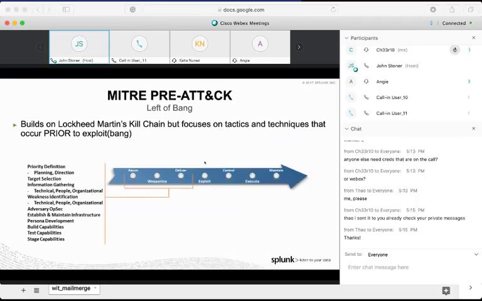On the left side of bang is what MITRE calls PRE-ATT&CK, and this builds on the Lockheed Martin kill chain, but again, it looks at things prior to the exploit. These are things like how do I select targets, how do I do intel gathering, how do I build up my personas, and who should I be targeting? These are really tough to go back against because you really need to have the stuff to the right first to work back to the left. But if you can get to the point where you're getting these kinds of pieces of intelligence on the front end, you can really make the adversary's life miserable because you have a better understanding of what they're targeting, what they're looking at, and what they're going after.